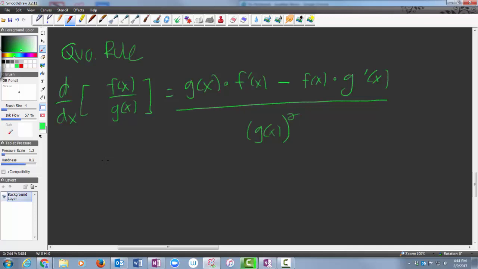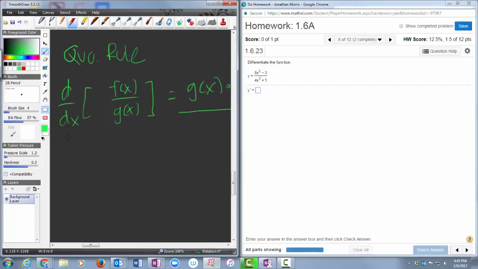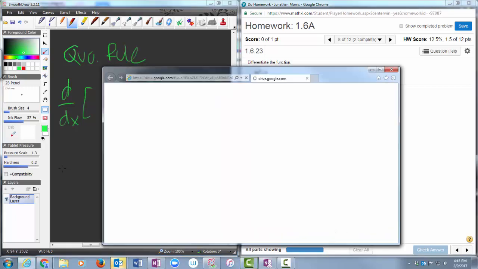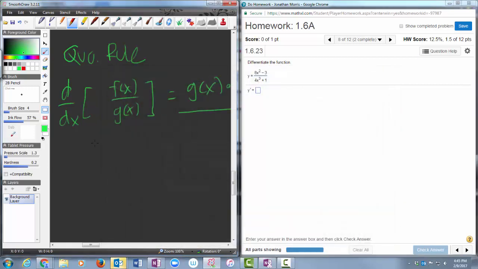So let's start out by labeling what everything is. Our g of x, which is our denominator, our g of x is 4x cubed plus 1. Our f of x is 8x squared minus 3. Our derivative of our denominator is 12x squared. And our derivative of our numerator is 16x. So now we can just plug it in.